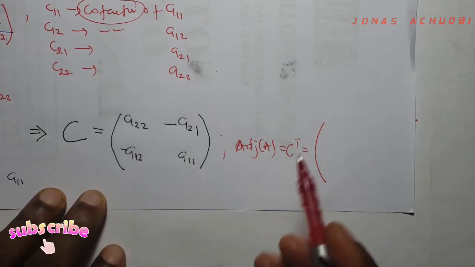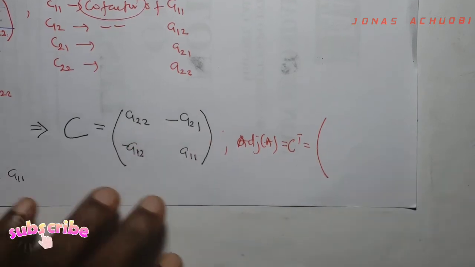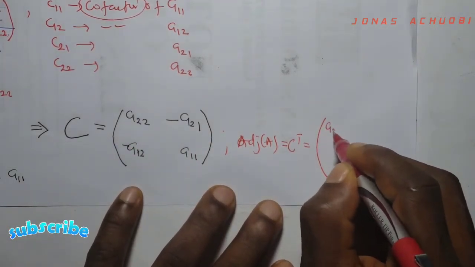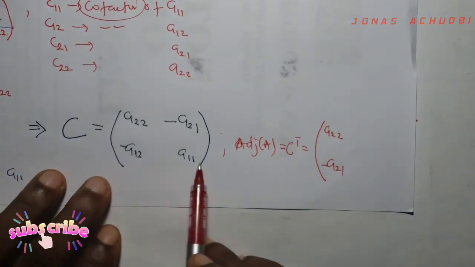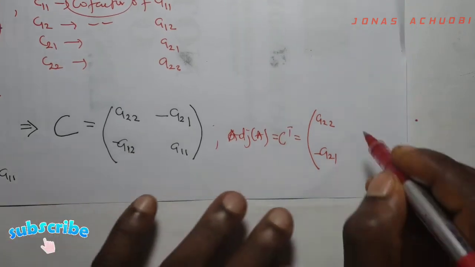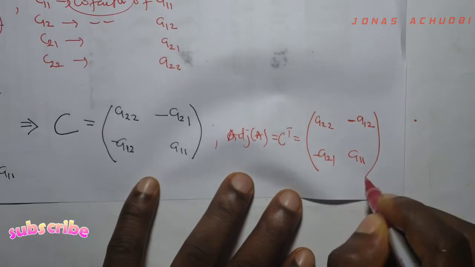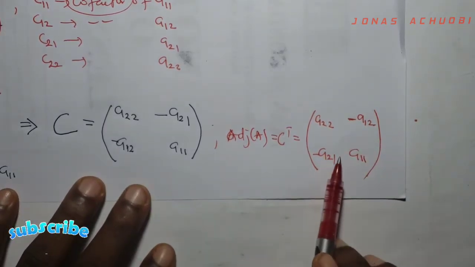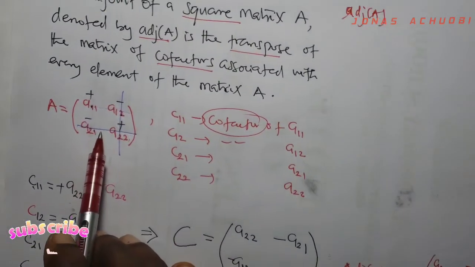The transpose. How do you transpose? Row 1 is what? A22, negative A21. Now, that row 1 becomes column 1 in the transpose. That becomes A22, negative A12. And then row 2 becomes column 2. So row 2 is negative A12 and A11. That becomes negative A21 and A11. And what we now have here is called the adjoint of the original matrix A, which is the original 2 by 2 square matrix.